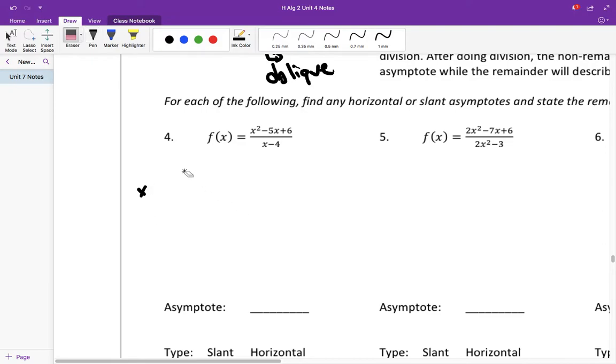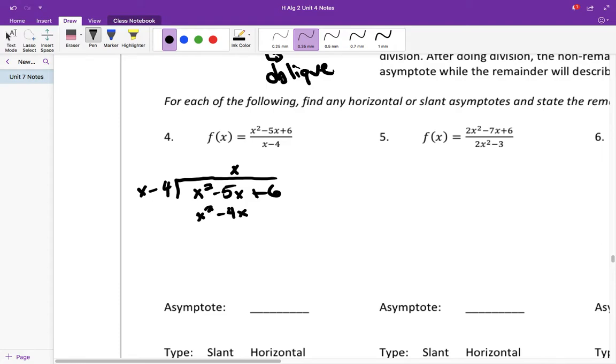So again, x minus 4 is going to be what goes on the outside of our division symbol. On the inside, we're going to have x squared minus 5x plus 6. So going through and doing that division, first thing, to get x to match up with x squared, I'm going to make that an x. That would give me x squared and a negative 4x when I distribute.